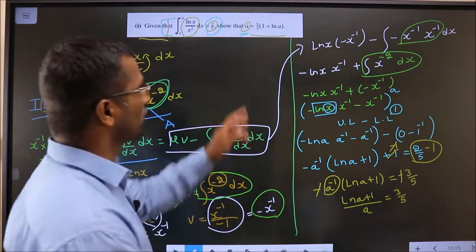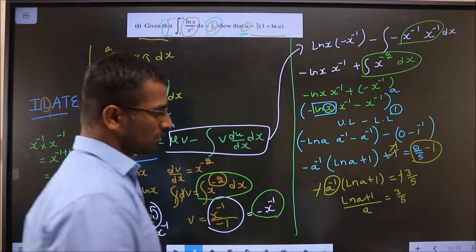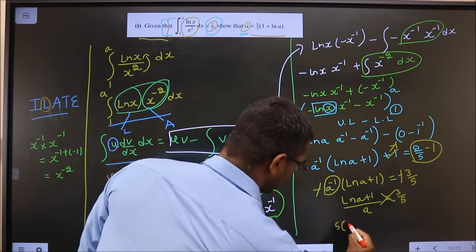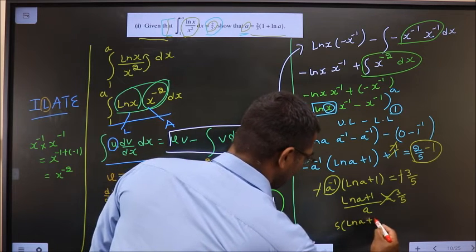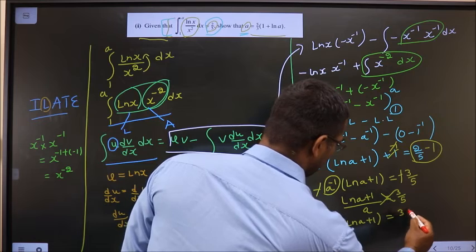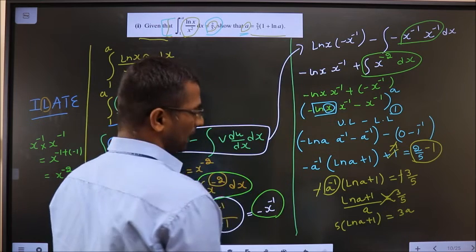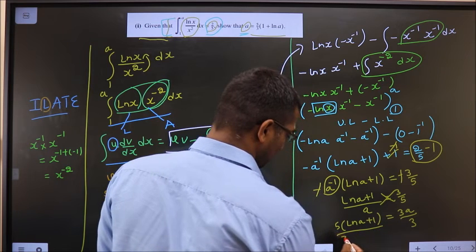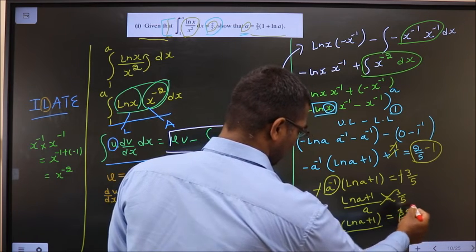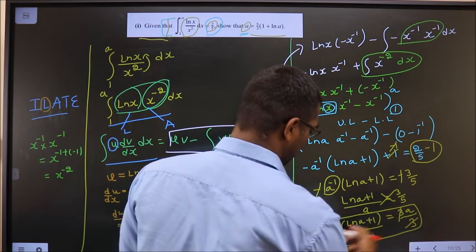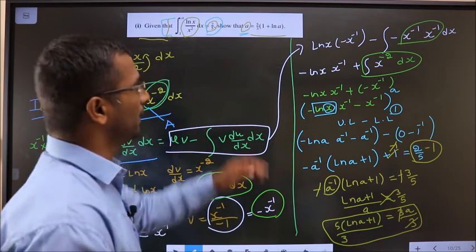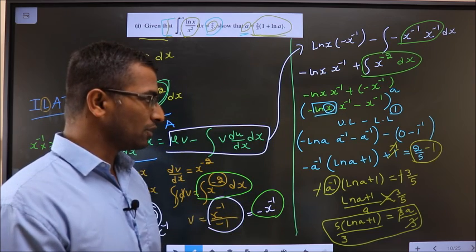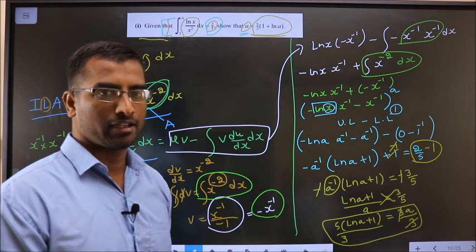I should make a the subject. So cross multiply, what do I get? 5 times ln a plus 1 is equal to 3a. To make a the subject, divide by 3 on both sides. So this cancels out. So we got a equal to 5 by 3 times ln a plus 1. That is what we had to get, and we got that.